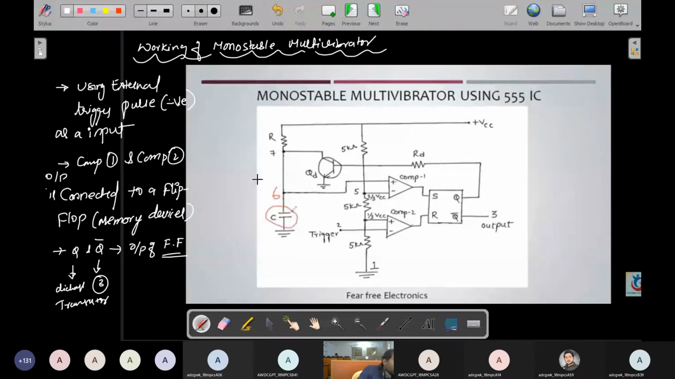Now we come to the working of the monostable multivibrator. I'll explain the interior architecture of the monostable multivibrator. Now I explain the working of the monostable multivibrator using the 555 IC configuration. Understand? So see, I'll explain the operation here.